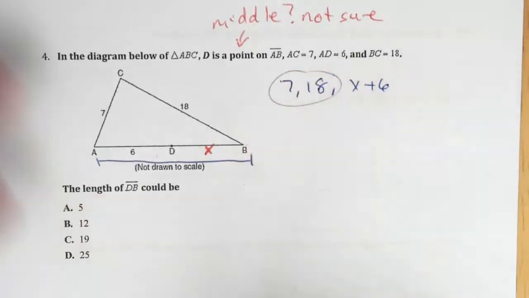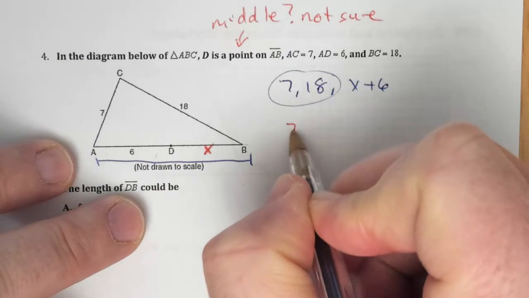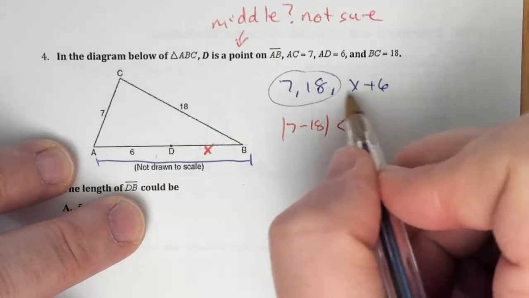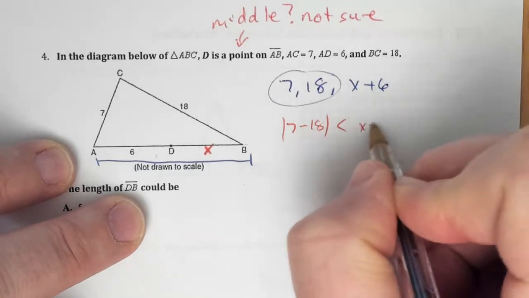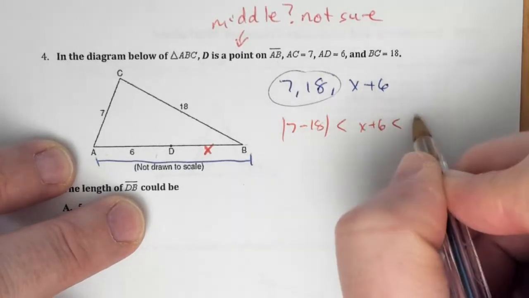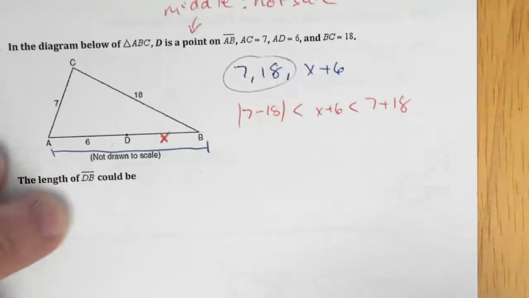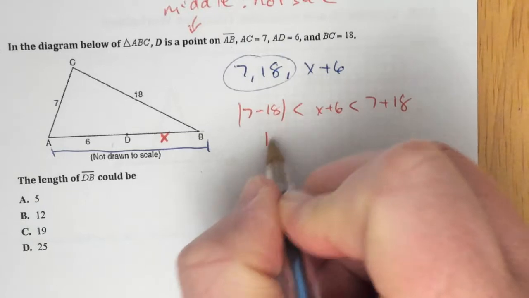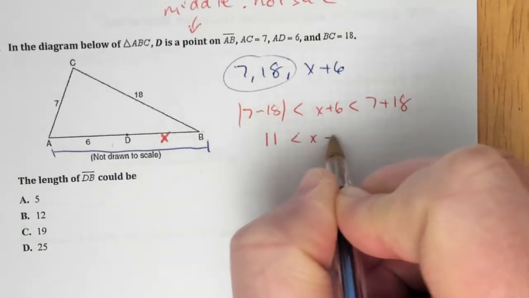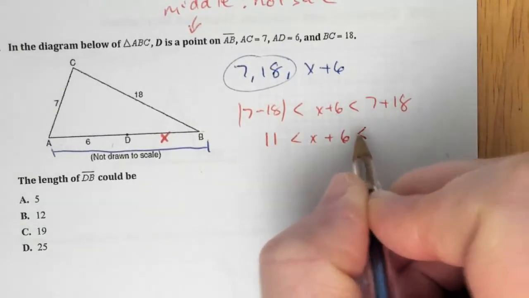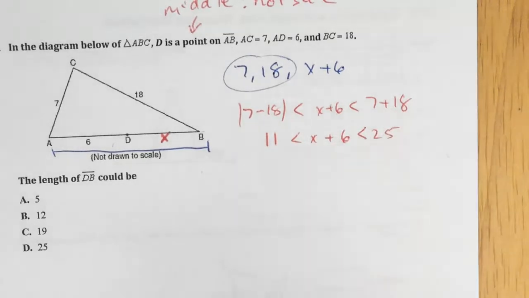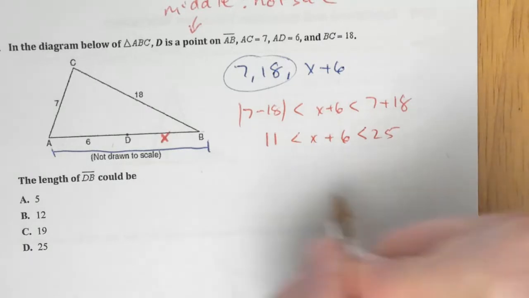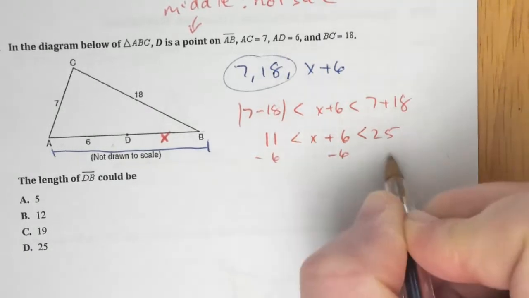So we're going to take these two first numbers. 7 minus 18 absolute value is less than our third side, x plus 6, which is less than 7 plus 18. If we subtract those two numbers, we get 11, we always make it a positive, is less than x plus 6, which is less than, add the two numbers, we get 25. Now, this is a three-sided teeter-totter, so what we're going to do is subtract 6 from all three sides.